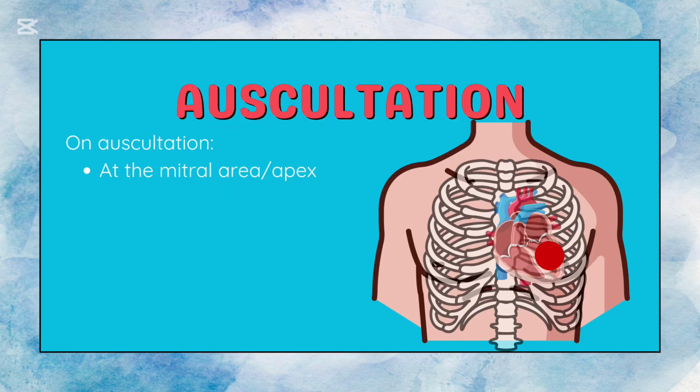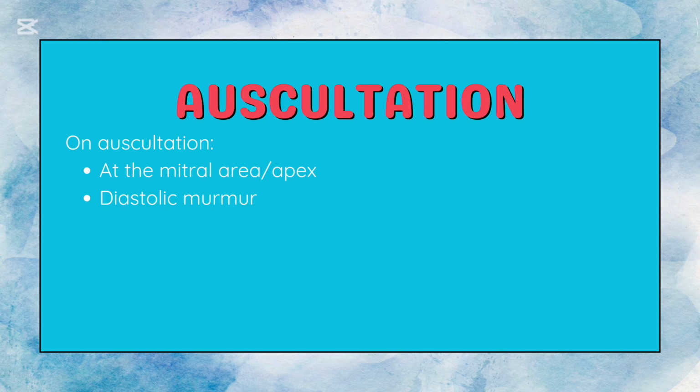Let's talk about the findings on auscultation. The number one thing we'll discuss is the location, then we'll discuss if it is a diastolic or systolic murmur, then we'll describe the features of the murmur. So as you know, this is mitral stenosis, so it will be at the mitral area or the apex, and it is a diastolic murmur. It has an opening snap to it.